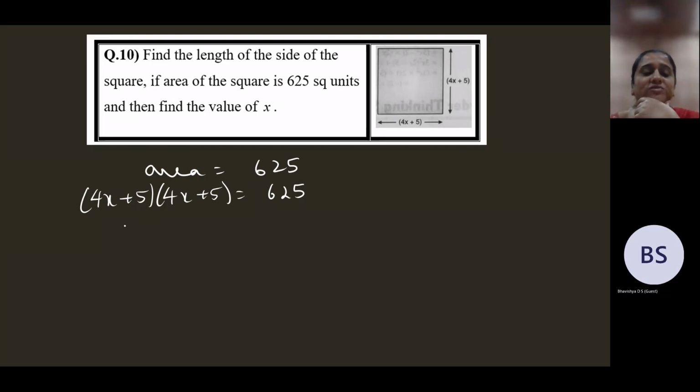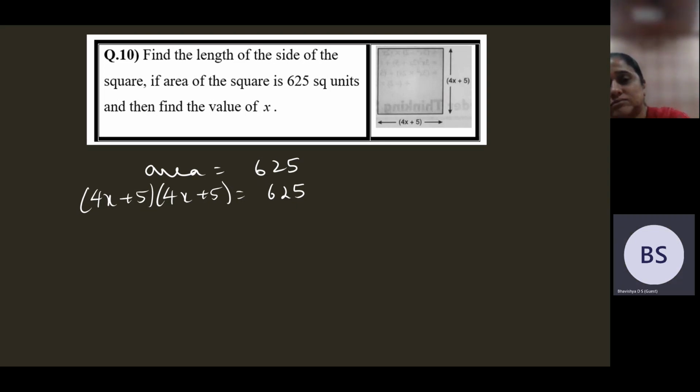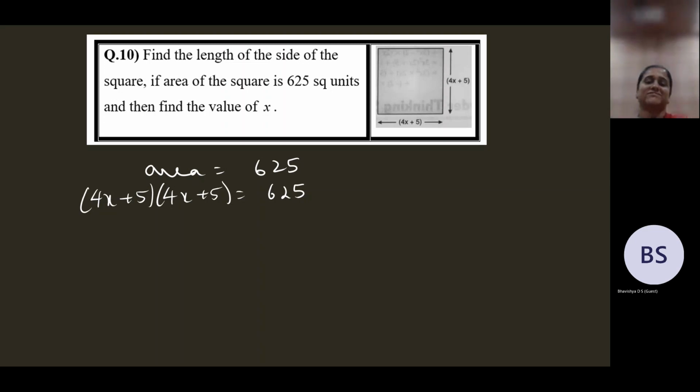Yes, ma'am. What is 4x plus 5 into 4x plus 5? What is 2 into 2? 2 square, right? Yeah. Then what is 4x plus 5 into 4x plus 5? What is a plus b into a plus b? Ma'am, a square plus a square minus b square. No. What is a plus b into a plus b? 2ab, ma'am. No. A plus b into a plus b. A square b square, ma'am. No.